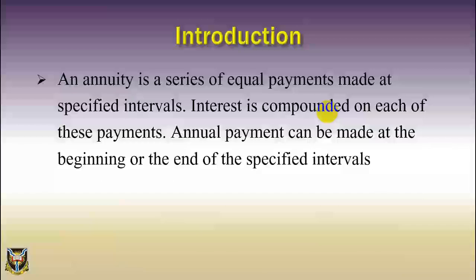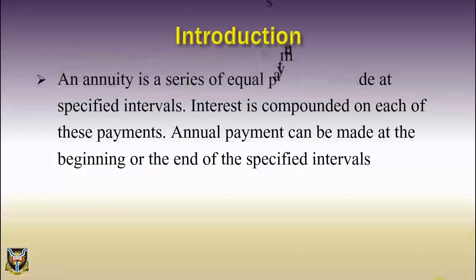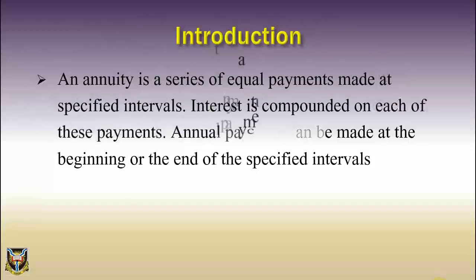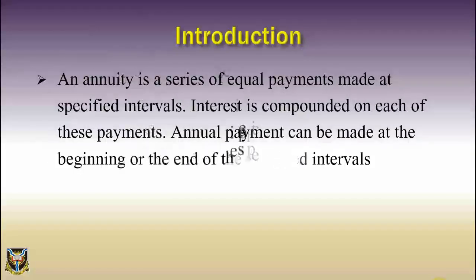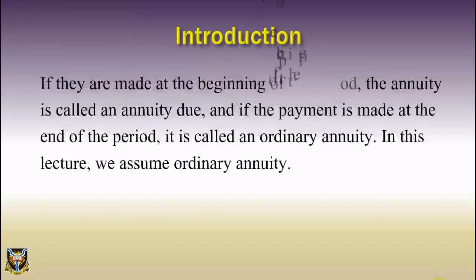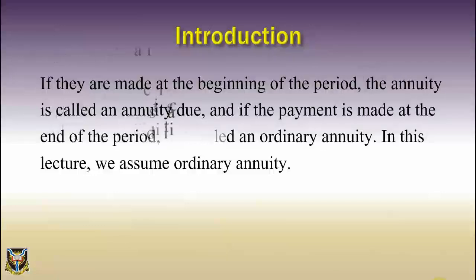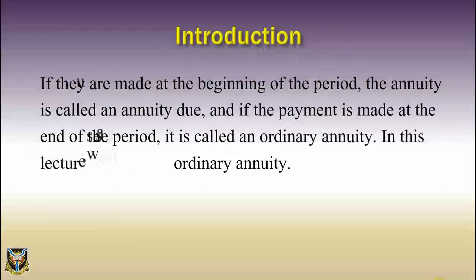An annuity is a series of equal payments made at specified intervals. Interest is compounded on each of these payments. Annual payments can be made at the beginning or the end of the specified intervals. If they are made at the beginning of the period, the annuity is called an annuity due, and if the payment is made at the end of the period, it is called an ordinary annuity.